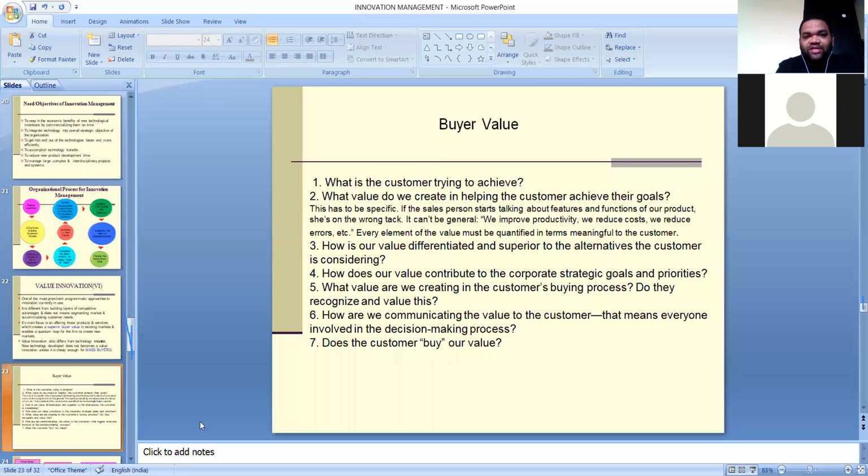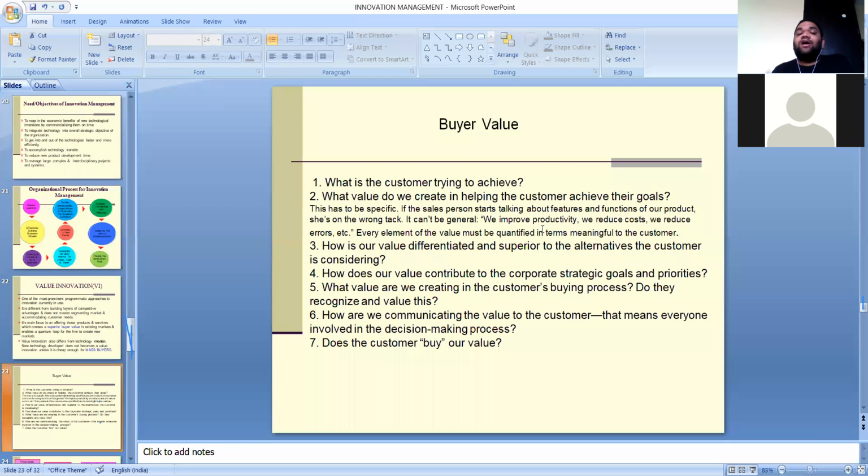The next one: we have corporate strategic goals and priorities. How does our value contribute to the corporate strategic goals and priorities? Along with the buyer value, the corporate strategic goals and priorities are maximizing the profits and minimizing the cost. We have to reduce the cost, and also provide customers a quality product. So we have to check this also.